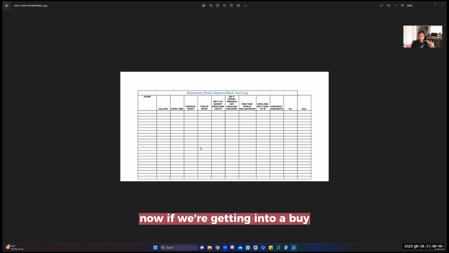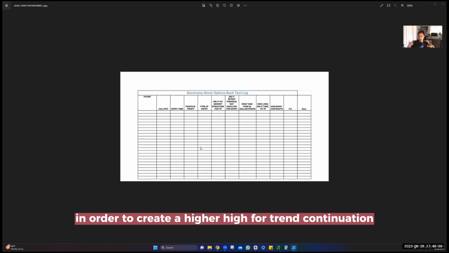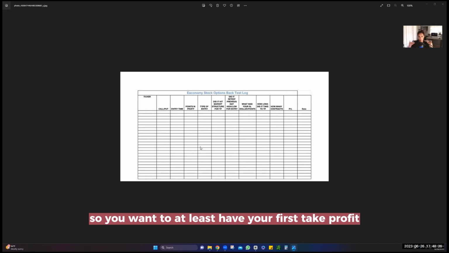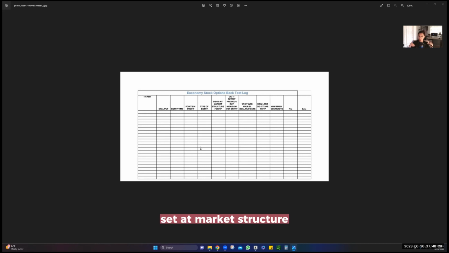Now, if we're getting into a buy, it has to at least hit that previous high in order to create a higher high for a trend continuation, as long as it's not a manipulation. So you want to at least have your first take profit set at market structure, just in case the market is unable, in this case for a buy, to achieve a higher high. It then forms a double top, now starting to go down, right? It then goes down after that.